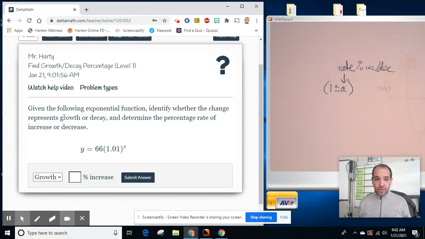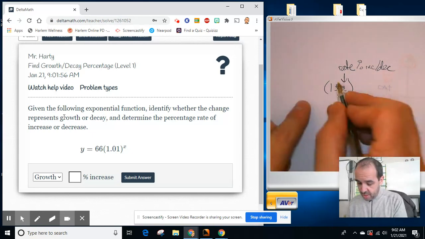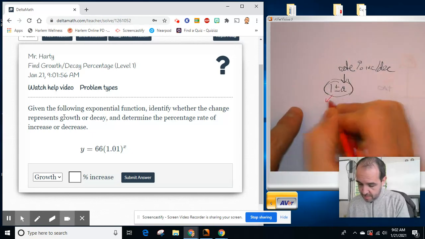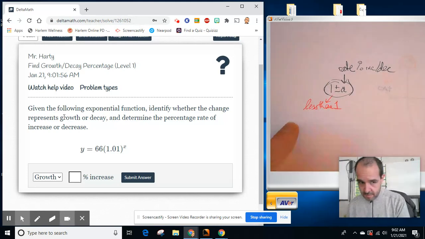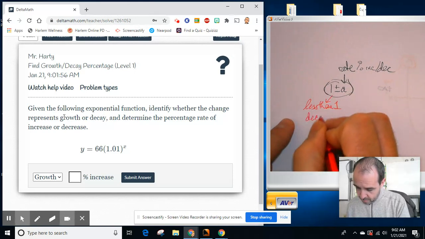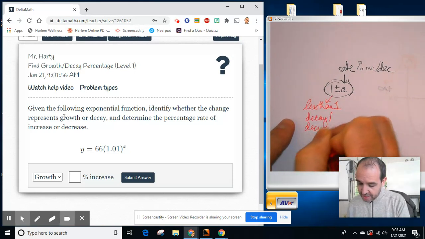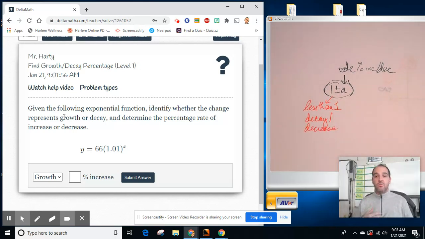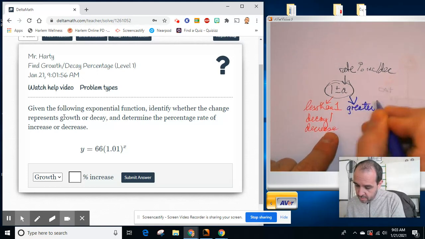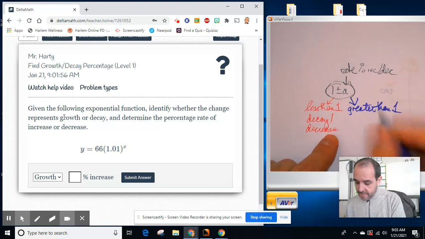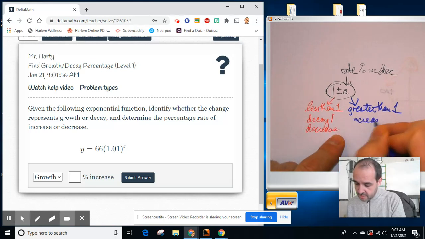So here's the general rule here. If this value is less than 1, it's going to be a decay. It's going to be a decrease because anything less than 1 is going down in value. Okay? We talked about this before. We used fractions most of the time, but here we're using decimals. It's the same thing. If this value is greater than 1, that is an increase or growth.